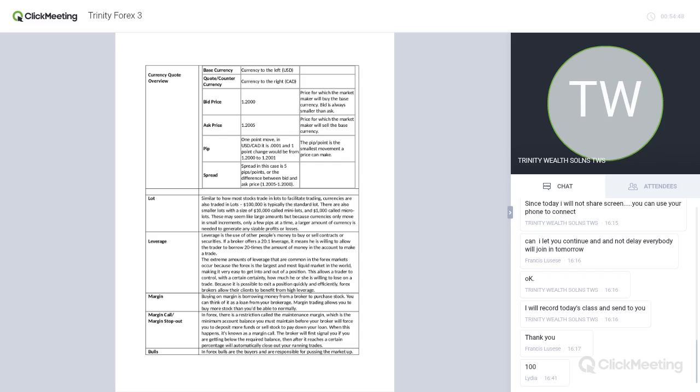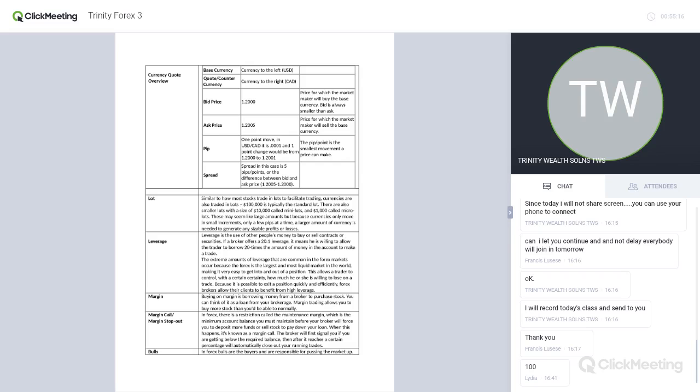So I really recommend maximum 1:500. If you can select 1:200, better for you. It's part of managing your risks, right? So you see, leverage is the use of other people's money to buy or sell contracts or securities. So if a broker offers 20:1 leverage, it means he is willing to allow the trader to borrow 20 times the amount of money in the account to make a trade.